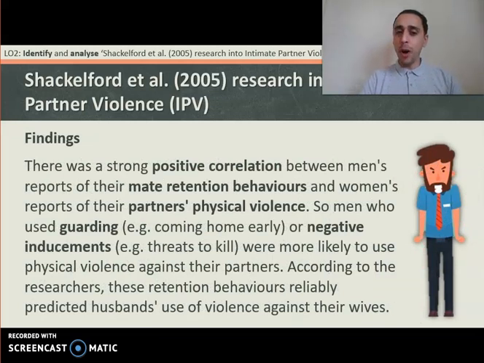There was a strong positive correlation between men's reports of their mate retention behaviors and women's reports of their partner's physical violence. So men who used guarding, like coming home early, checking up on them, or negative inducements such as threats to kill them, were more likely to use physical violence, surprise, surprise, against their partners. According to the researchers, these retention behaviors reliably predicted husbands' use of violence against their wives.